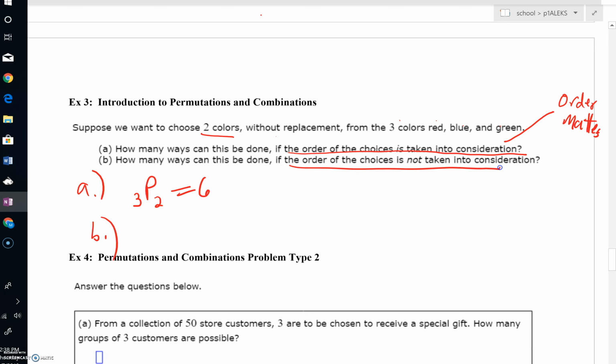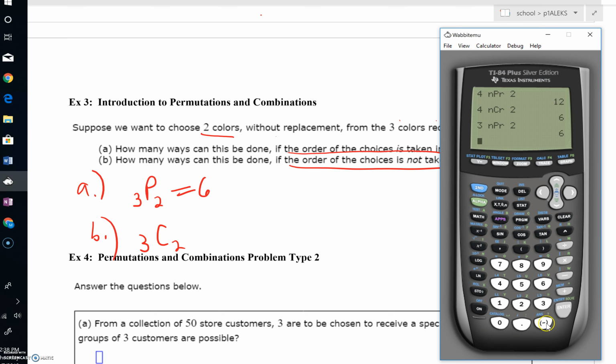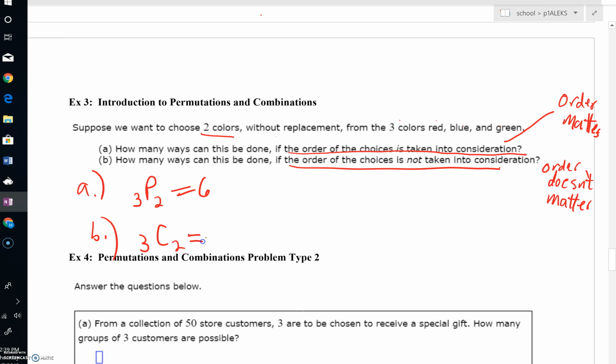What if order is not taken into consideration? In other words, order doesn't matter in B. You don't care what comes first. You don't have any concern about that. Whether it's red and blue or blue and red, it's all the same. Well, this time, if order doesn't matter, it's going to be a combination. And very quickly, you'll say 3, math. Bring this down here, and you'll say choose 2. And you can see there would be 3 different ways that could happen.